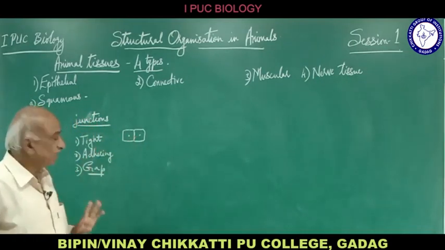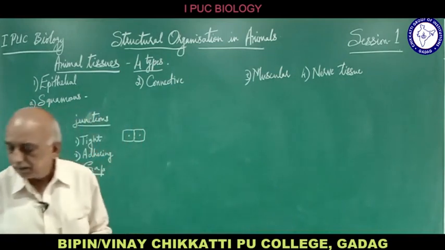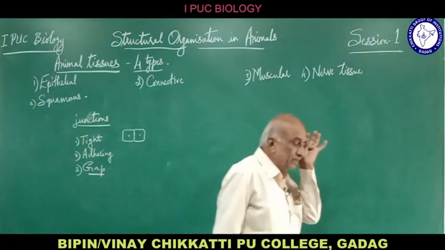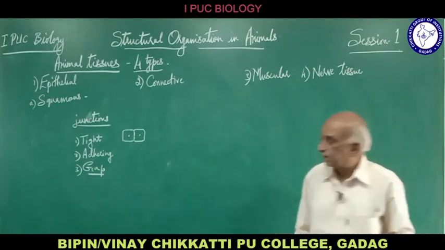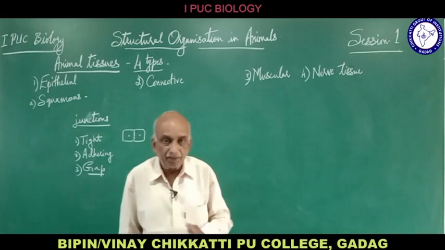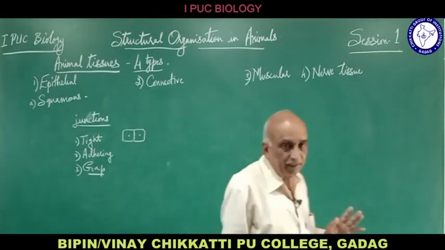So these are the three types of junctions present in epithelial tissues. They are specific to epithelial tissues. This is not in general. Such junctions in between the cells are only present in the epithelial tissues.